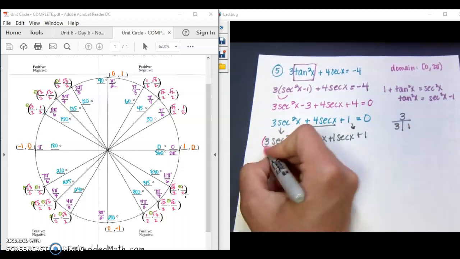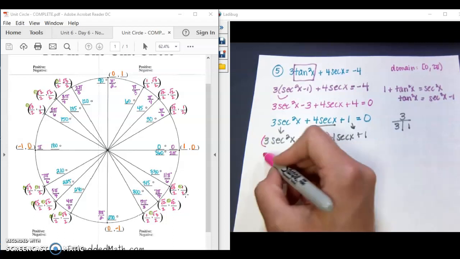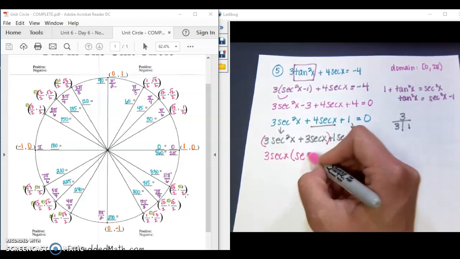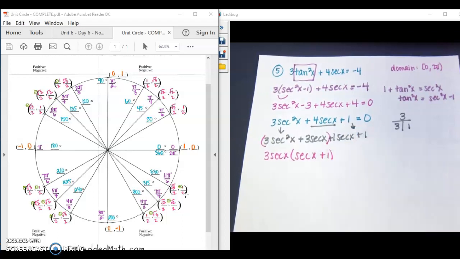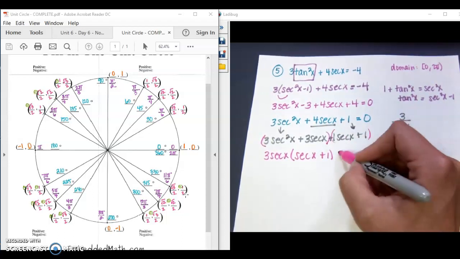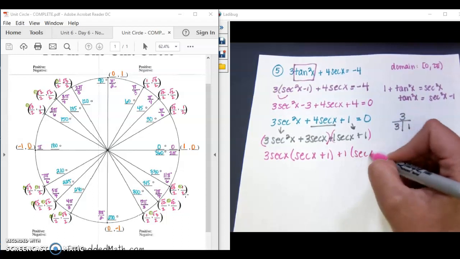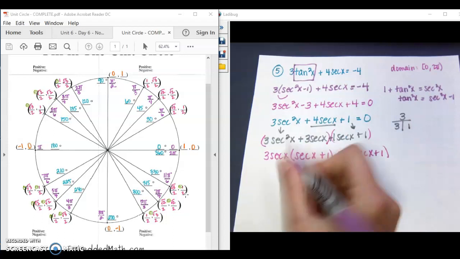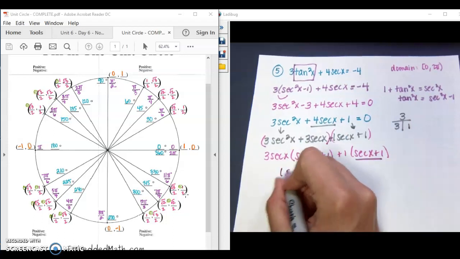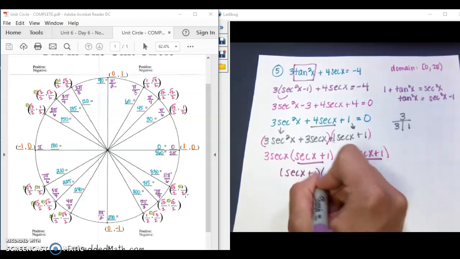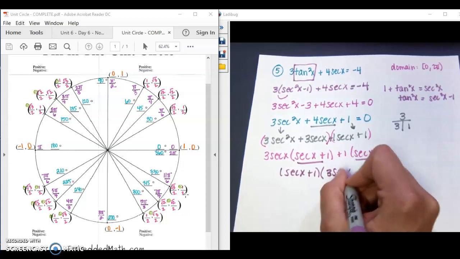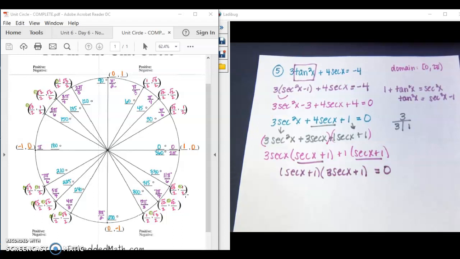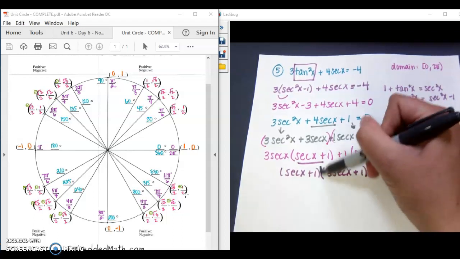And then we'll have grouping. GCF is 3 secant x. That'll leave us with secant x plus 1. GCF here is just 1. That'll leave us with secant x plus 1. Insides are the same. So one factor is secant x plus 1. Other factor is 3 secant x plus 1. And we know that's equal to 0. Alright, so we can split these down the middle.